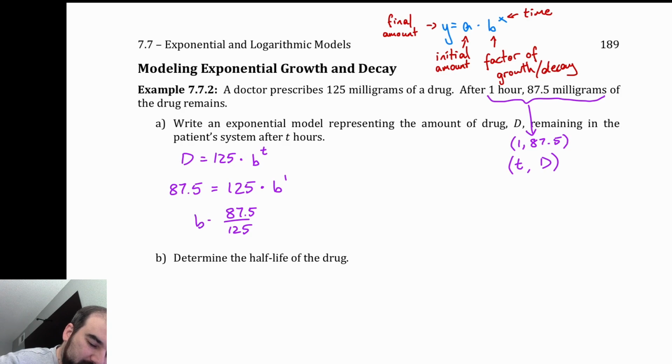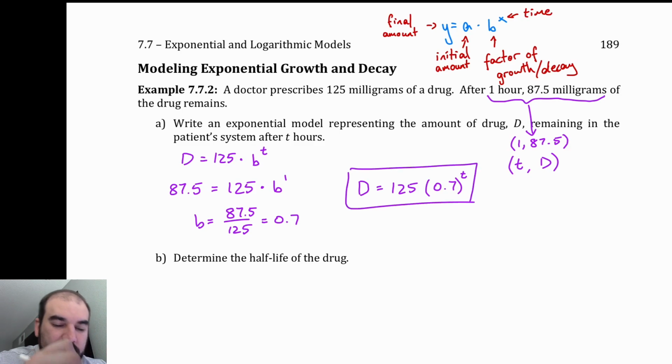So b is equal to 87.5 divided by 125, which is exactly 0.7. So when I write my answer here, I would say d is 125 times 0.7 to the t power. That would be the equation for the XYZ homework assignment.